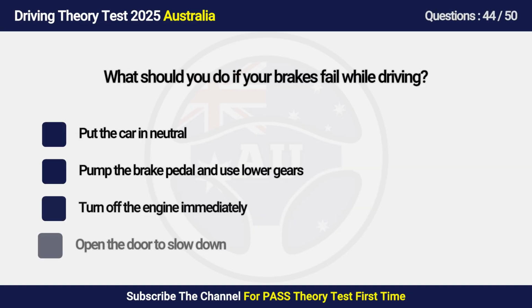Question 44. What should you do if your brakes fail while driving? A. Put the car in neutral. B. Pump the brake pedal and use lower gears. C. Turn off the engine immediately. D. Open the door to slow down.